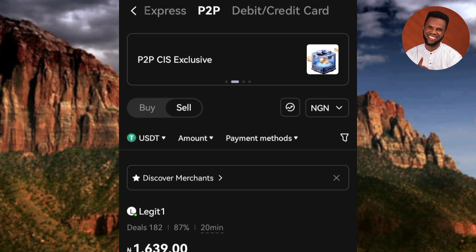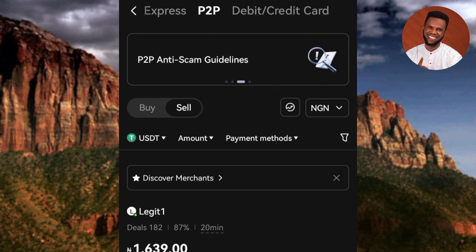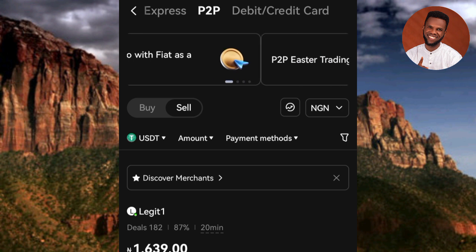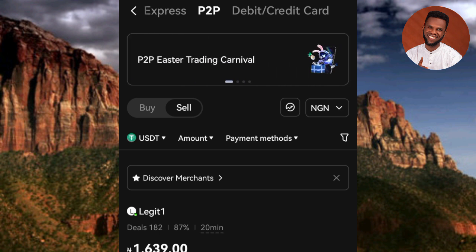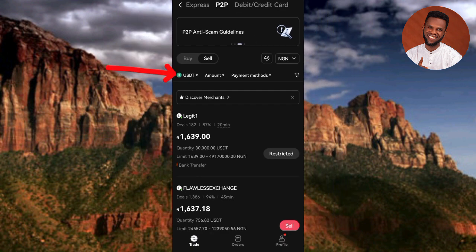Now the next step you have to take is to select the crypto that you want to sell in order to receive your money in your bank account. Remember, we converted the Pi token, the Pi coin, to USDT. So you have to select USDT as the crypto that you want to sell. You can see that USDT is already selected, but in case you want to sell any other crypto, you have to tap on it. Let me tap on USDT.